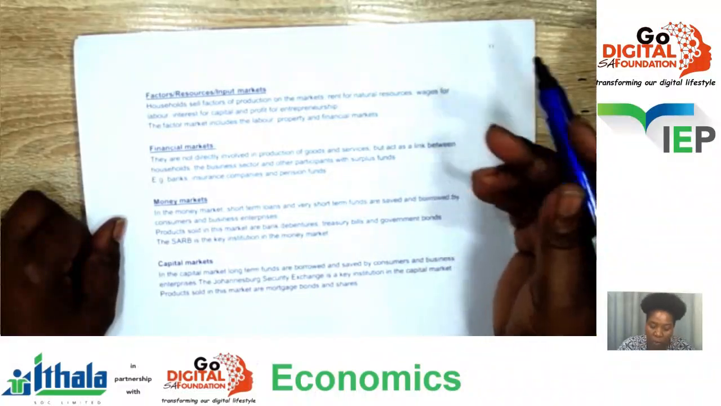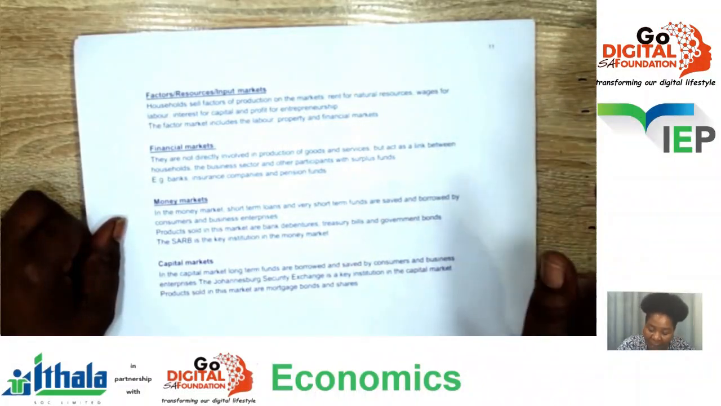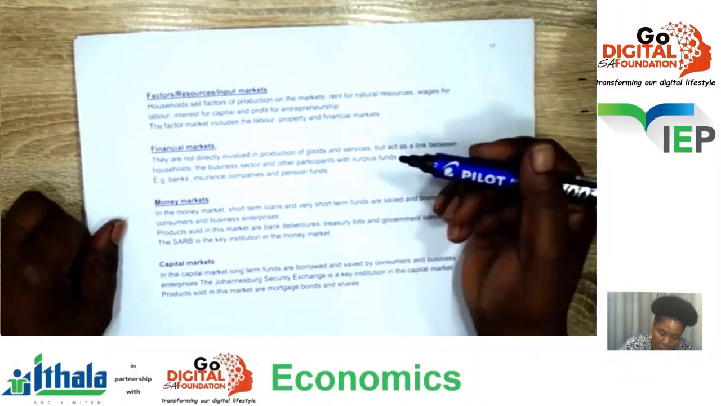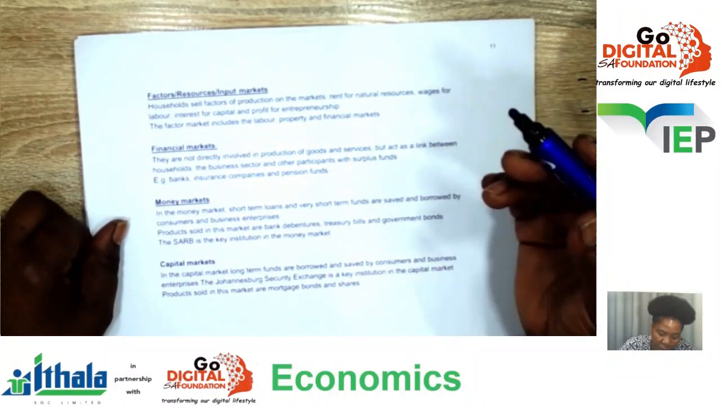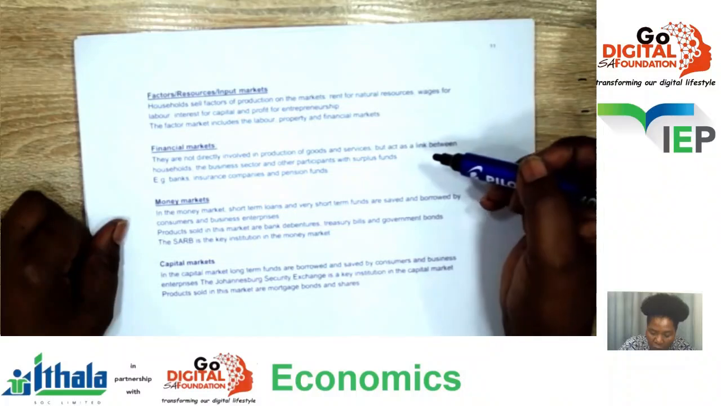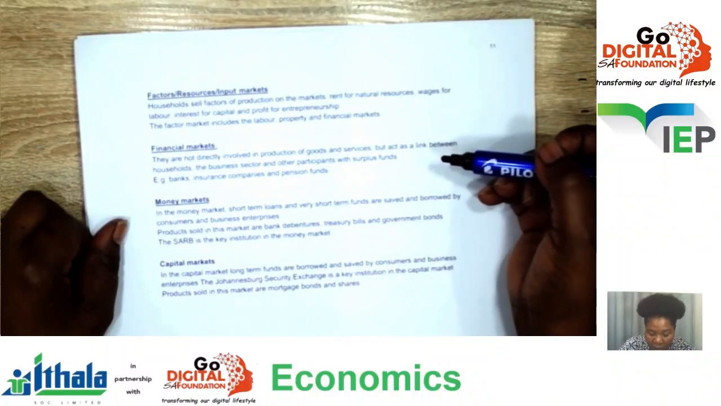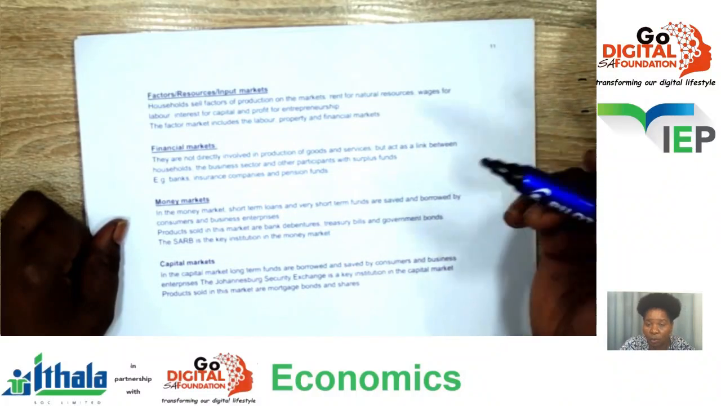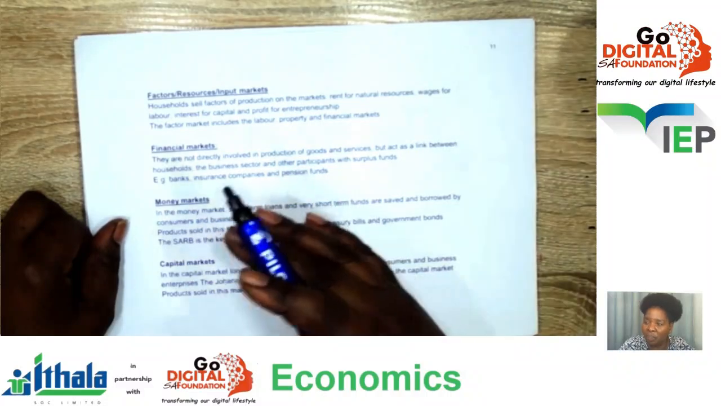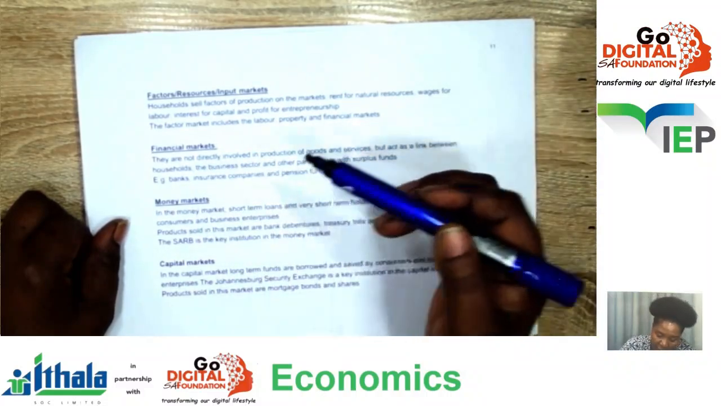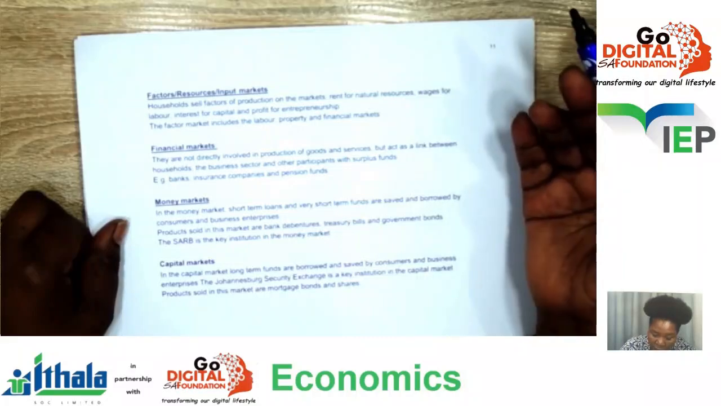The factor market includes labor, property and financial markets. What are these financial markets? They are not directly involved in the production of goods and services. I did tell you that, but that's where we exchange money. It's banks, insurance companies, and pension funds.